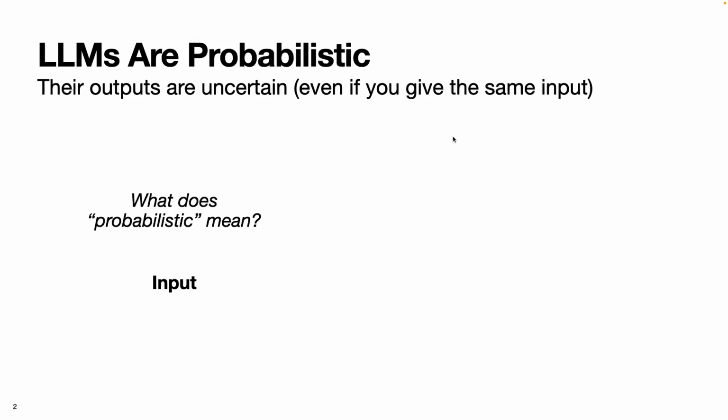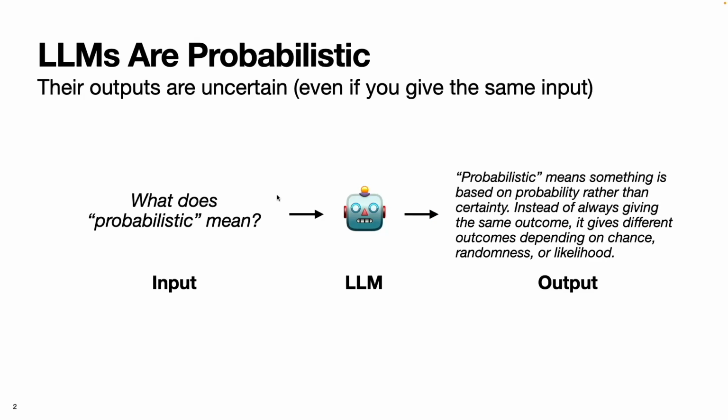For example, if we go to ChatGPT or your favorite large language model and you ask it a question like, what does probabilistic mean? You might get a response that looks something like this. Probabilistic means something is based on probability rather than certainty. Instead of always giving the same outcome, it gives different outcomes depending on chance, randomness, or likelihood.